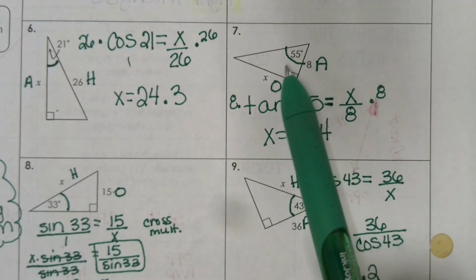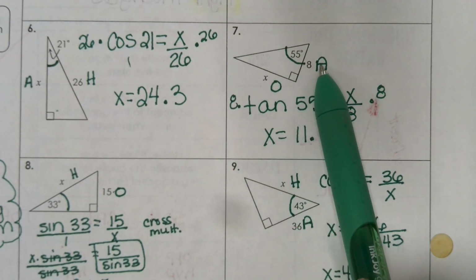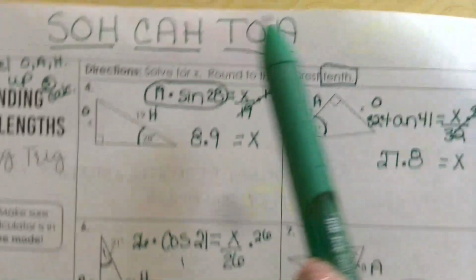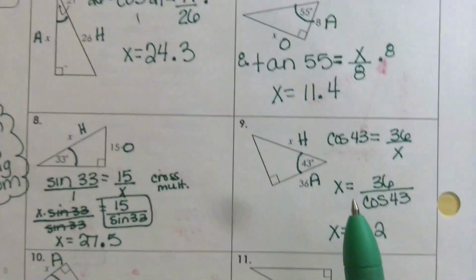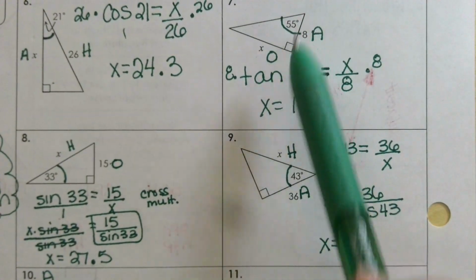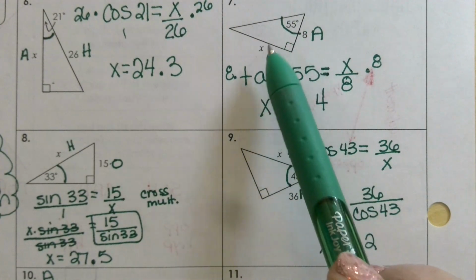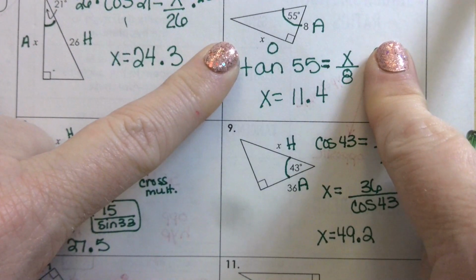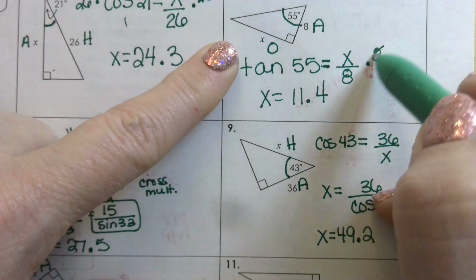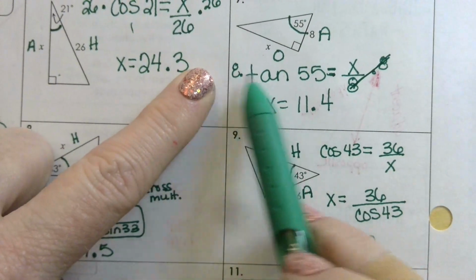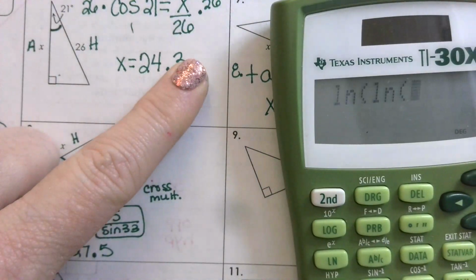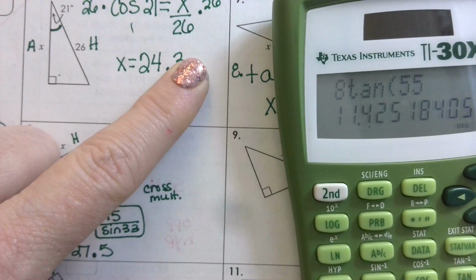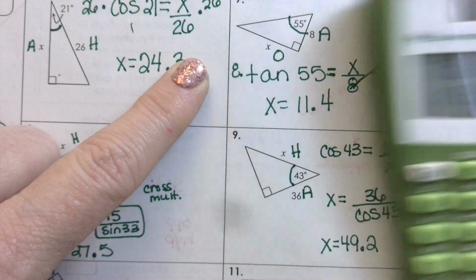So this is my reference angle. This is my opposite. This is my adjacent. So what uses O and A is tangent. Hopefully you figured out which trig function we're using. So tangent 55 equals x over 8. And then to solve that, I multiply both sides by 8. That cancels out. This is what I put in my calculator: 8 tangent 55. And I got 11.4.